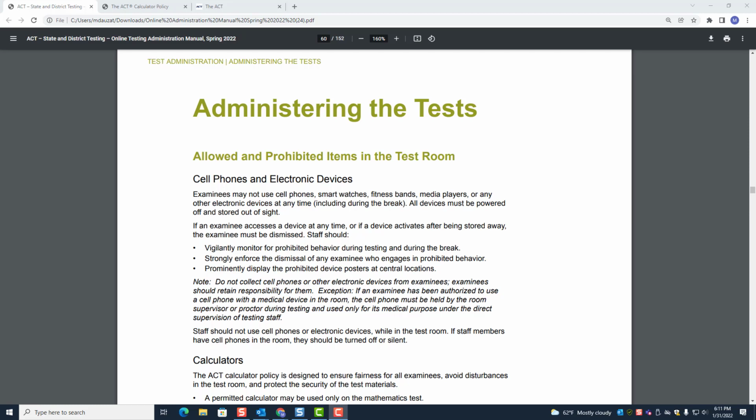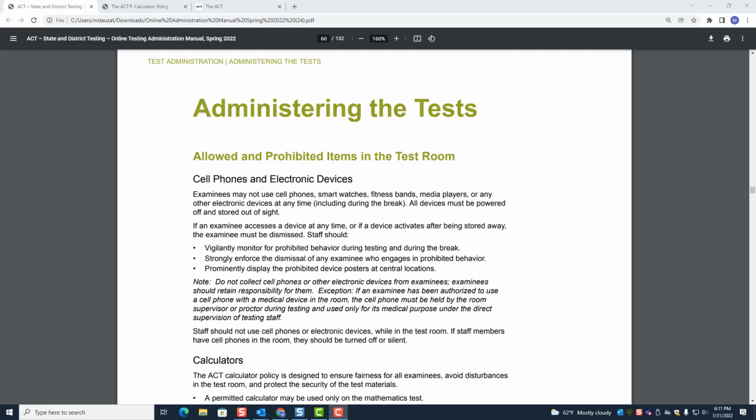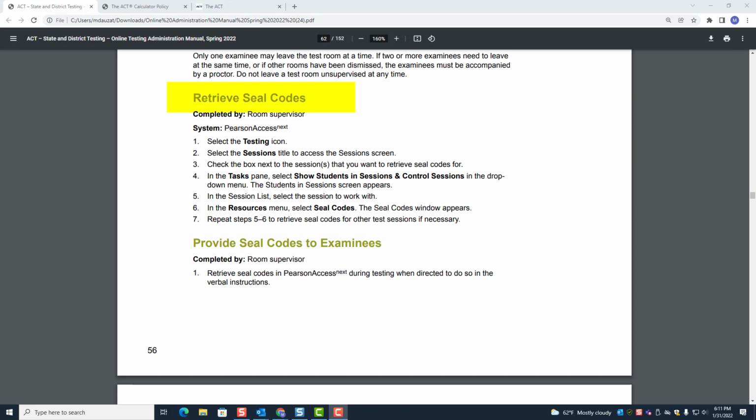This part of the training discusses the section on administering the test, and that's on pages 54 through 61 of the online administration manual. Now, from previous trainings, we've already discussed parts of this section. So let me remind you which part of this section that we've already discussed. So in previous trainings on page 56, we've already discussed how to retrieve seal codes.